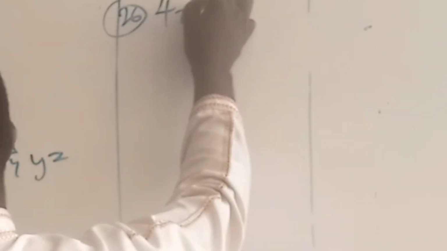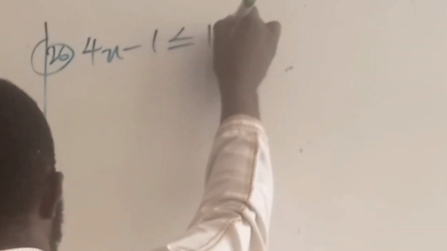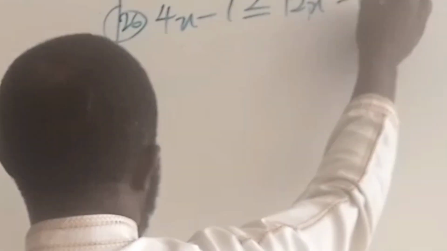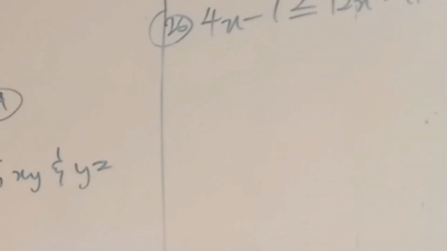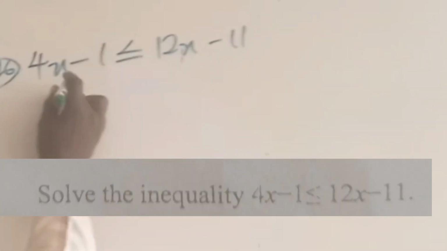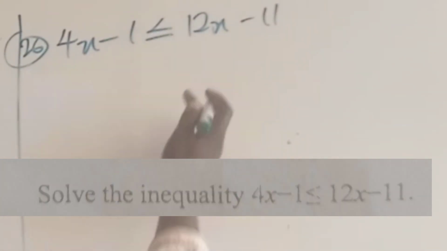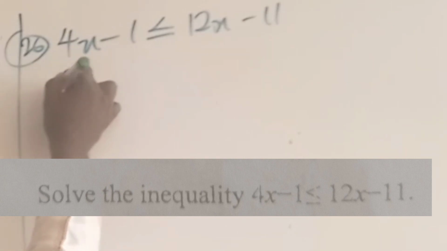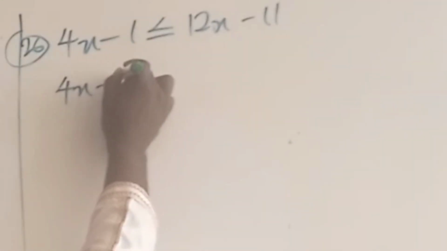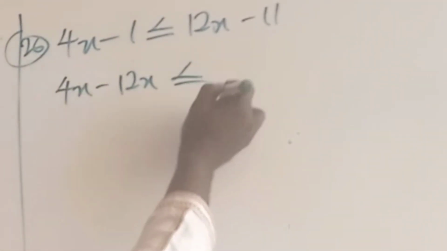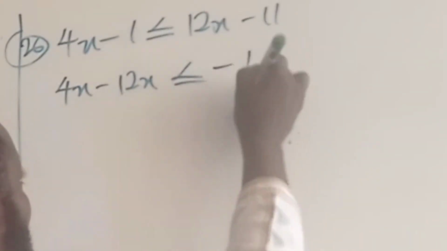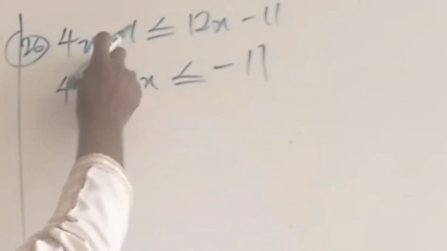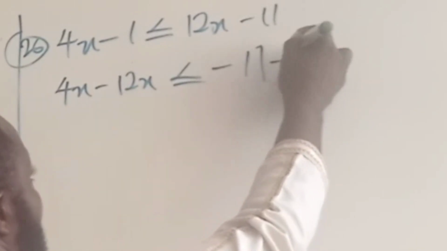So solve the inequality 4x minus 1 less than or equal to 12x minus 11. You solve it the way we solve a normal equation. That's the same thing you're going to do. So here we have 4x, we have 12x. Let's collect like terms. That means 4x minus 12x less than or equal to minus 11, then this is minus 1, when it crosses over, plus 1.